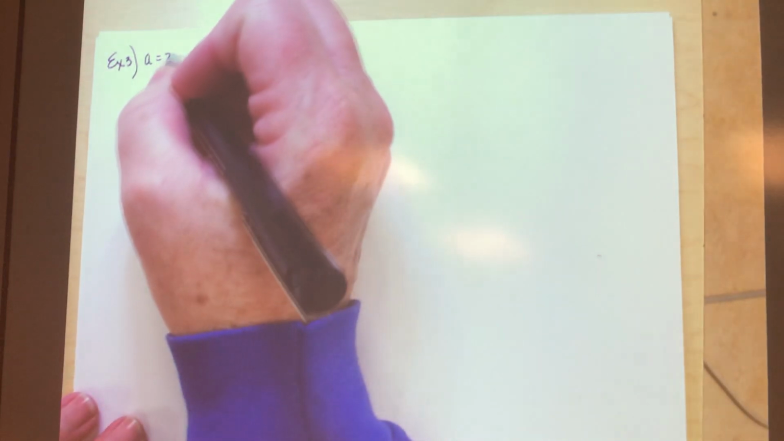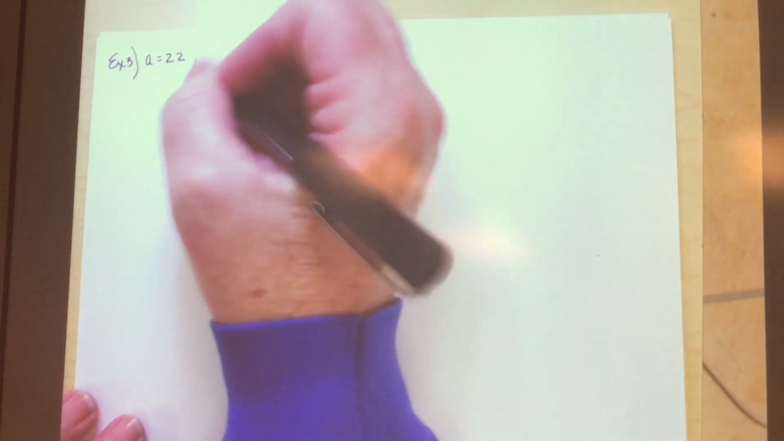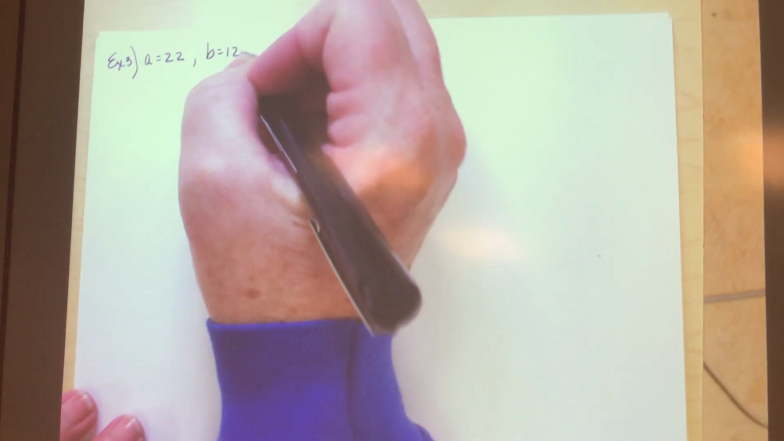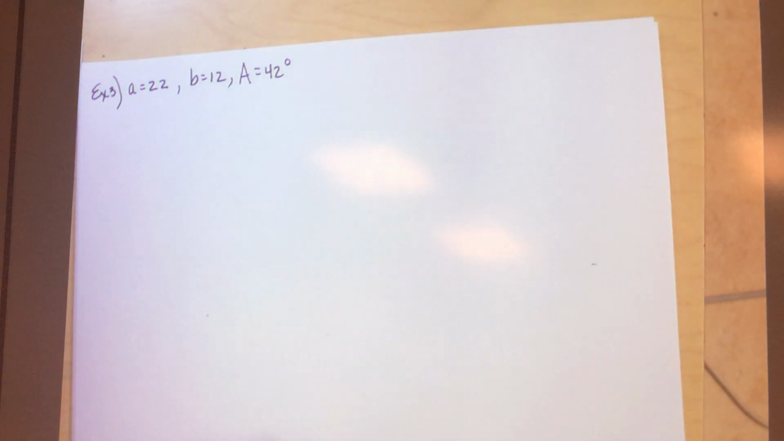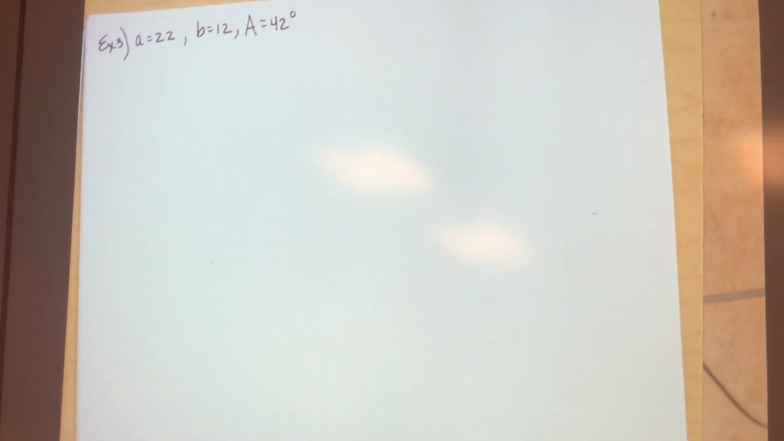Little a is 22. Little b is 12. And big A is 42 degrees. You can't have that light when I don't have a calculator up here, it's nauseous.